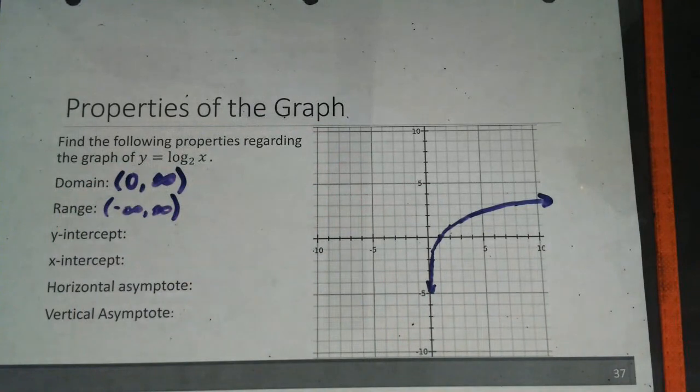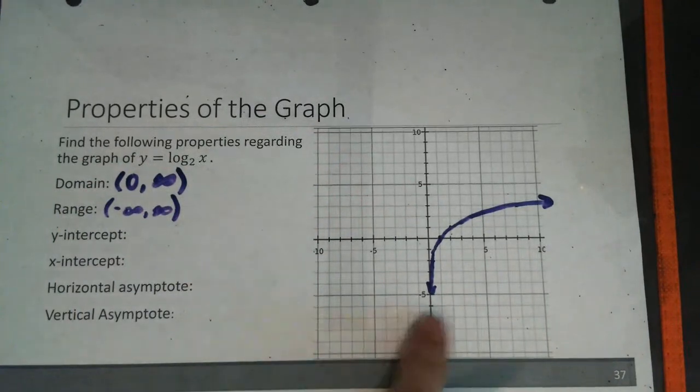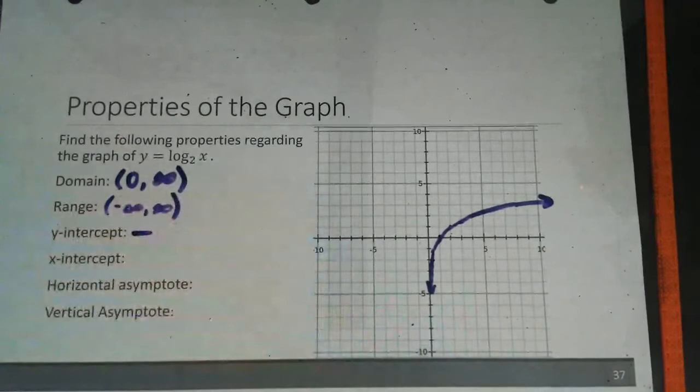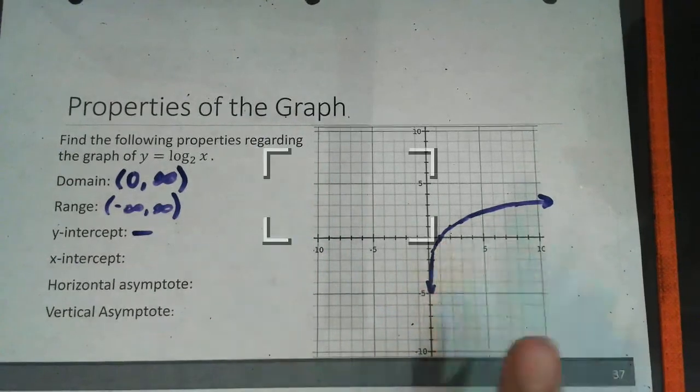Y-intercept is where we cross the y-axis, but we never touch the y-axis, so there isn't one. X-intercept, though, that's where we cross the x-axis. That happens at 1, 0.